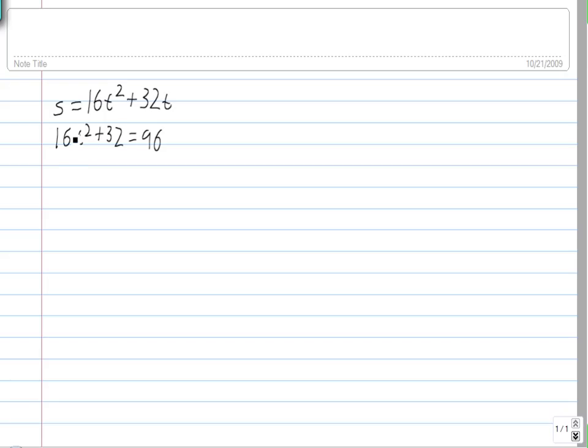Since all these terms have a greatest common divisor, you ought to divide through by it. And in this case, the greatest common divisor is 16. So divide through by 16, you're left with t squared plus 2t equals 96 divided by 16, which is 6, and that leaves you with a much easier equation.